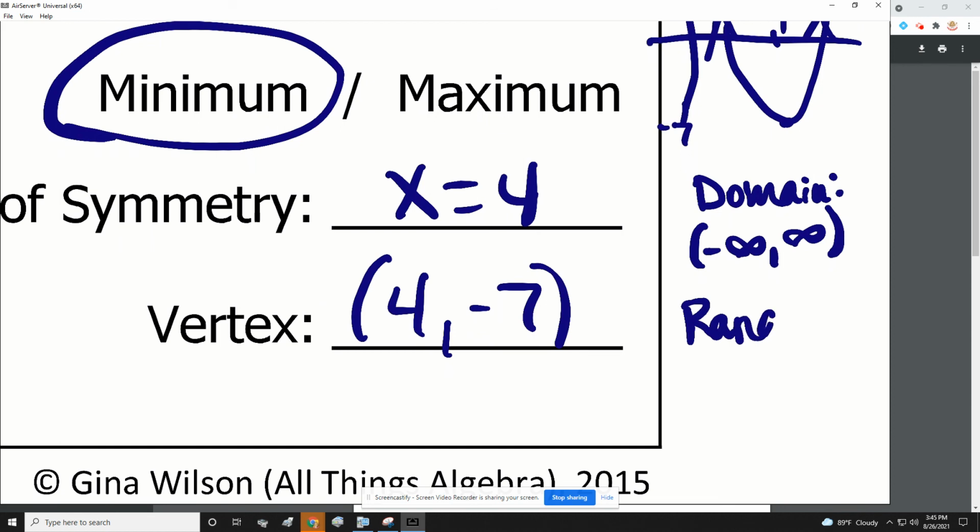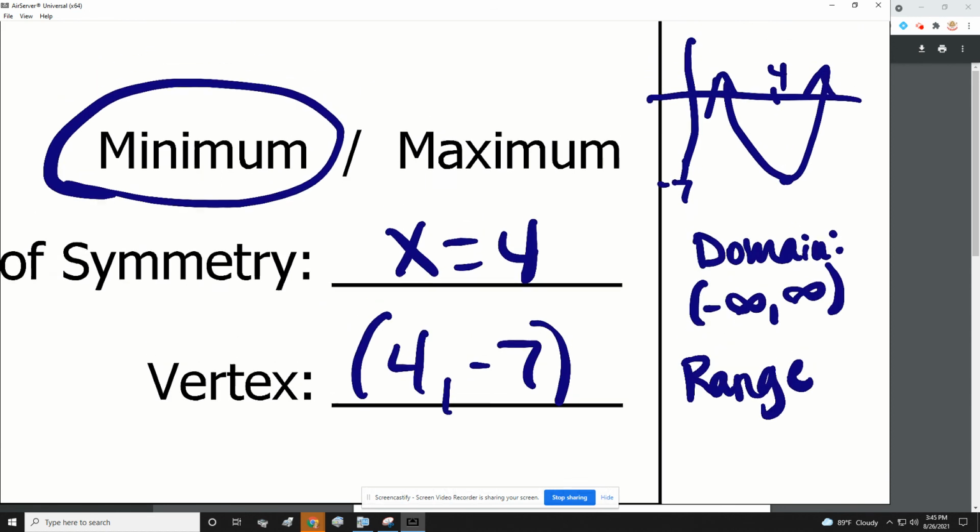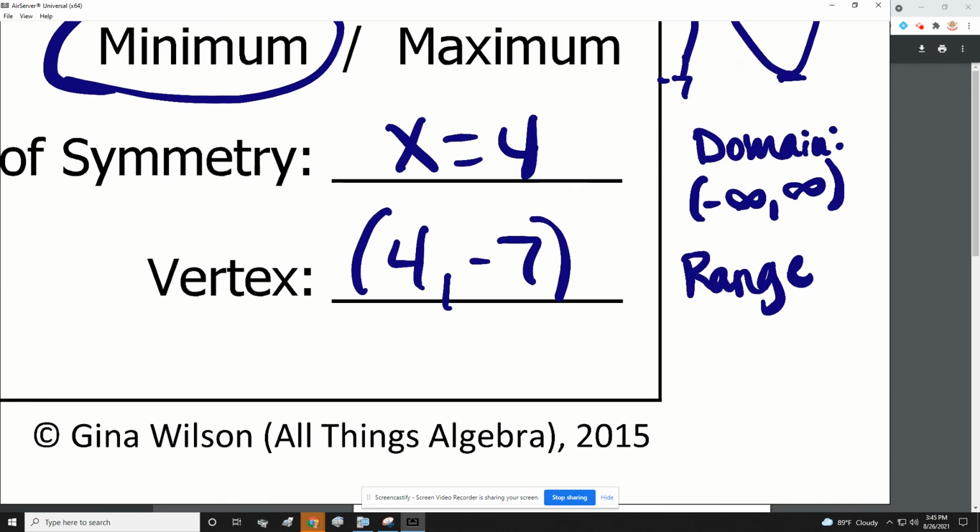All right, and then for the range, this one we do have a very bottom number. So the bottom number is -7. So we're going to go from -7 to infinity on our range.